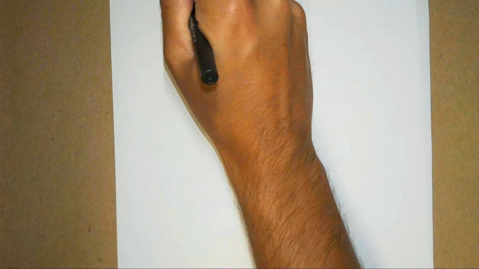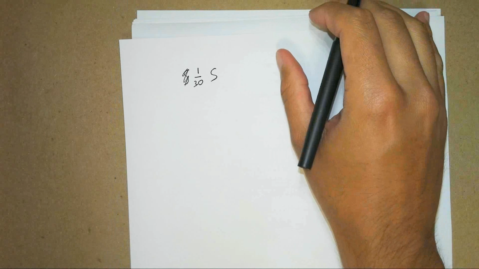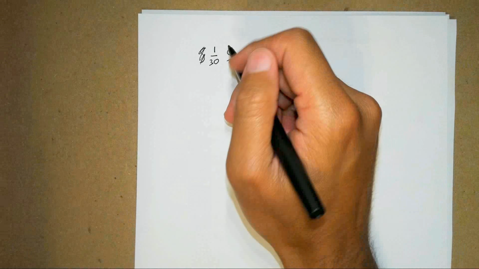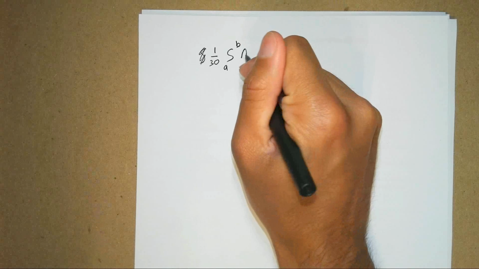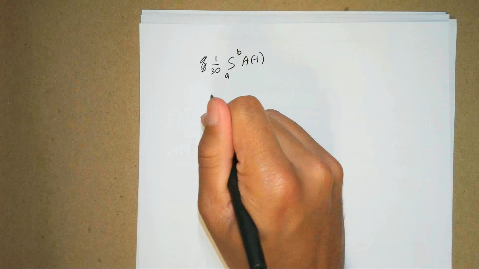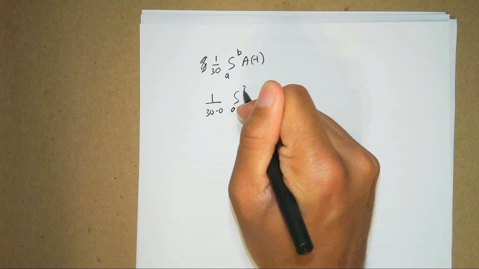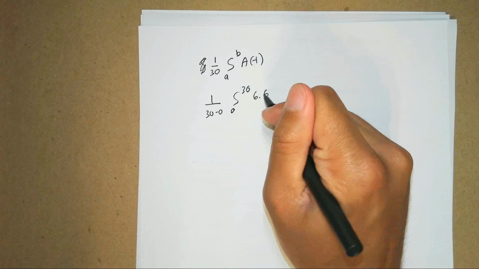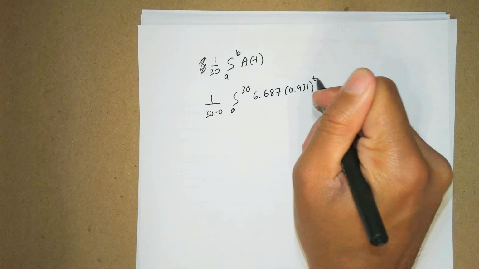So finding the average amount, you're just going to type in 1 over 30, the integral from a to b of A of t. So when we type that in, it's going to be 1 over 30 minus 0, the integral from 0 to 30 of 6.687 parentheses 0.931 raised to t dt.